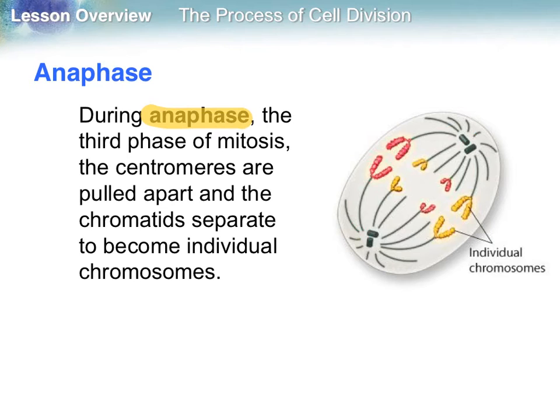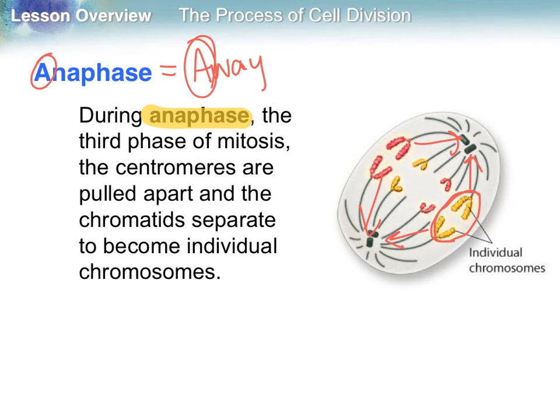So how do we remember anaphase? Anaphase, the chromosomes are pulling away from each other. So these are pulling in this direction and those are pulling in the opposite direction. And these are the individual chromosomes that were copies of each other. So this chromosome winds up in cell number 1 and that chromosome winds up in cell number 2.